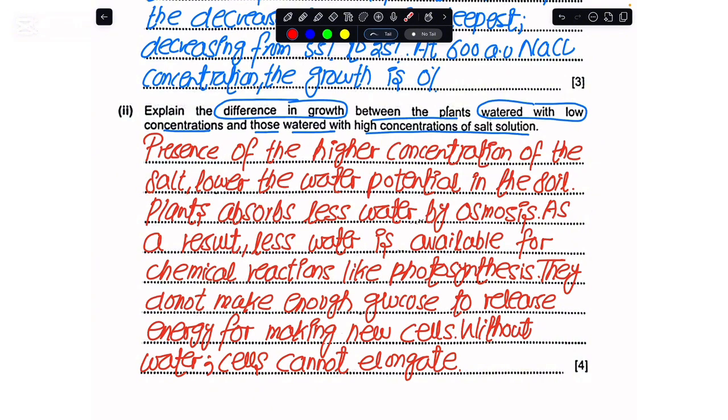of how we are required to answer it for the total of 4 marks. So we would say that when there is a higher concentration of the salt, then the water potential in the surrounding soil would become less because the salt is more, so the water potential in the soil would decrease. And with that, the plants would absorb less water by osmosis, and less water would be available for chemical reactions like photosynthesis. And if photosynthesis is not happening, they do not make enough glucose to release energy for making new cells. And without water, the cells can also not elongate.